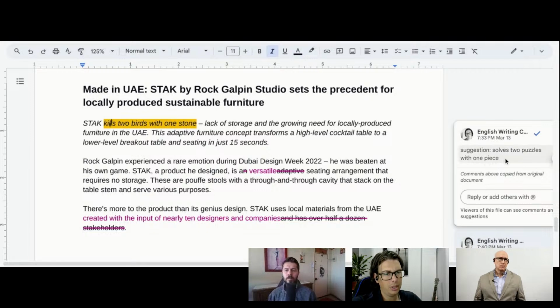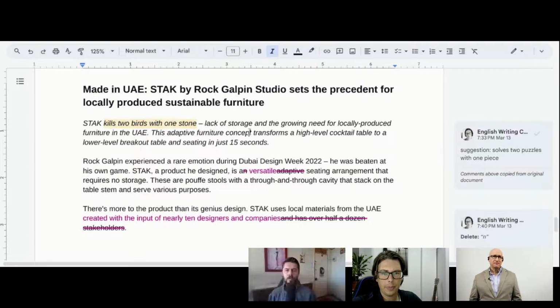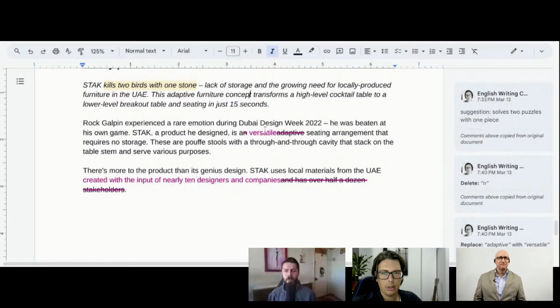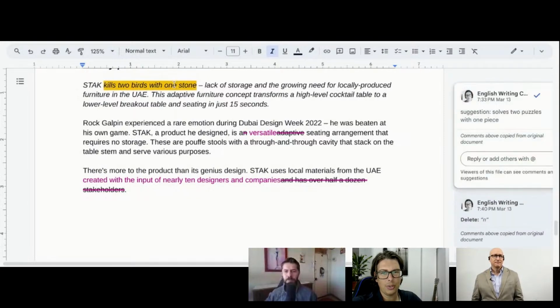I came up with this: stack solves 2 puzzles with 1 piece. It's the same idea, killing 2 birds with 1 stone, but you could make it your own. A little less violent imagery. I mean, it's not very original, is it? It's a little bit cliche. Exactly. We talked about this on a previous podcast, that it strays into the territory of cliche.